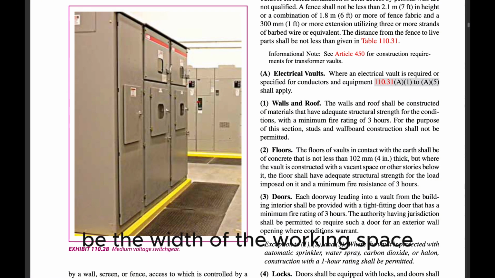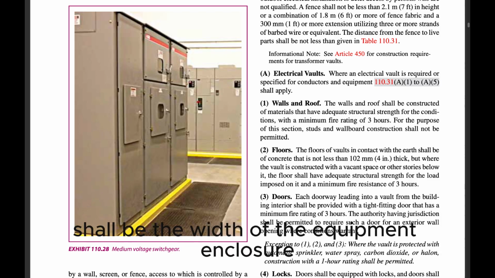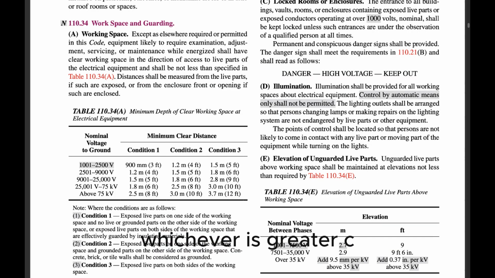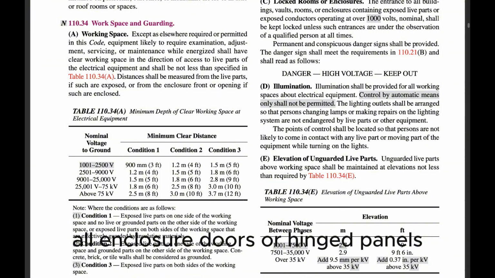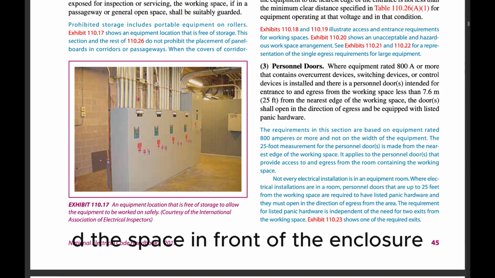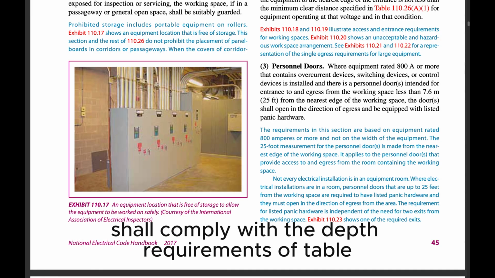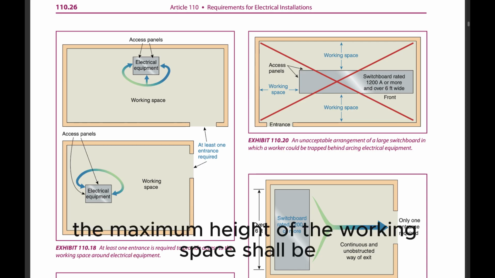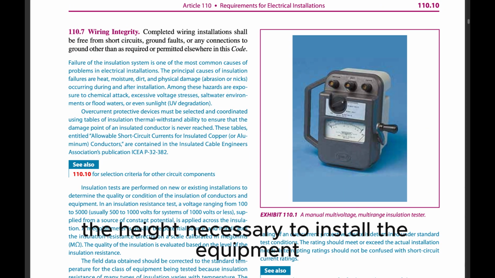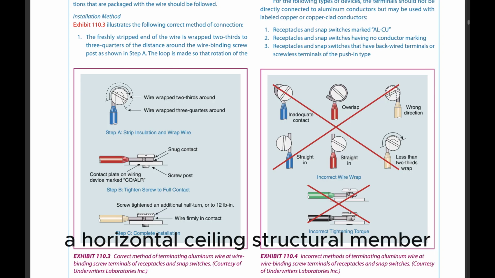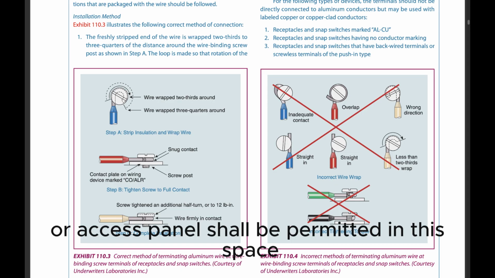B. The width of the working space shall be the width of the equipment enclosure or a minimum of 762 mm (30 in.), whichever is greater. C. All enclosure doors or hinged panels shall be capable of opening a minimum of 90 degrees. D. The space in front of the enclosure shall comply with the depth requirements of Table 110.26(A)(1). The maximum height of the working space shall be the height necessary to install the equipment in the limited space. A horizontal ceiling structural member or access panel shall be permitted in this space.